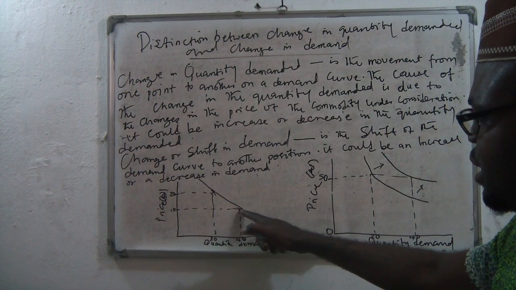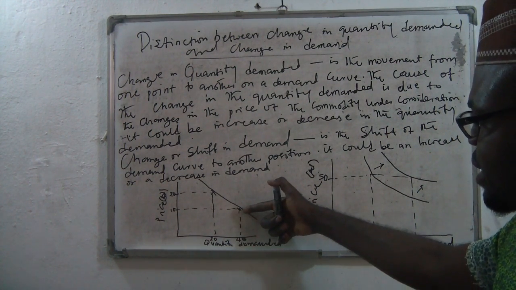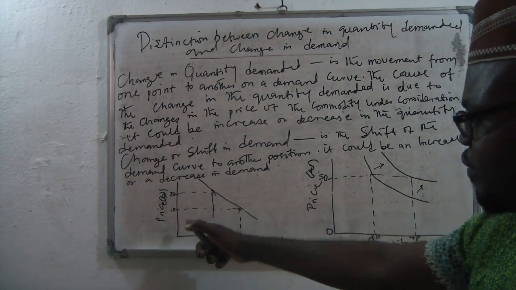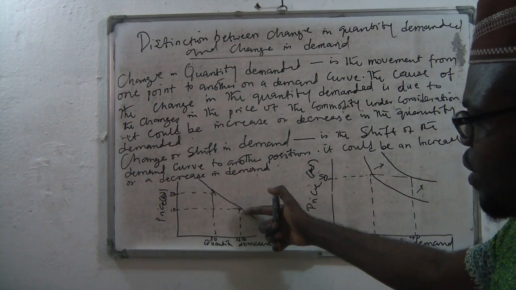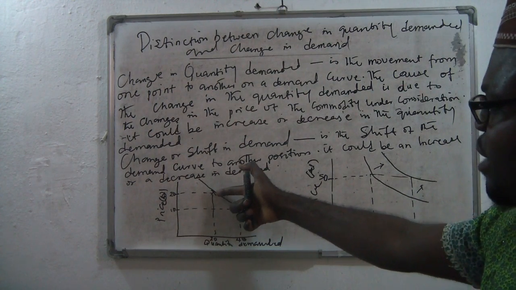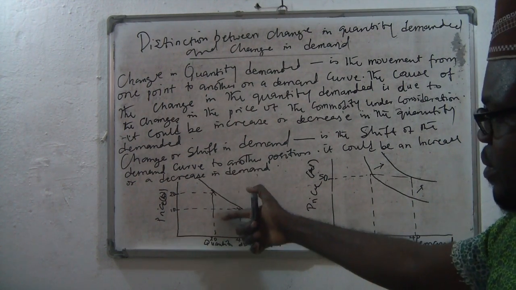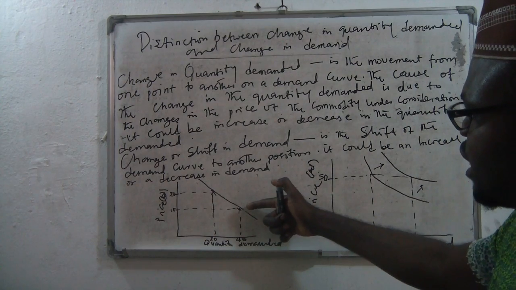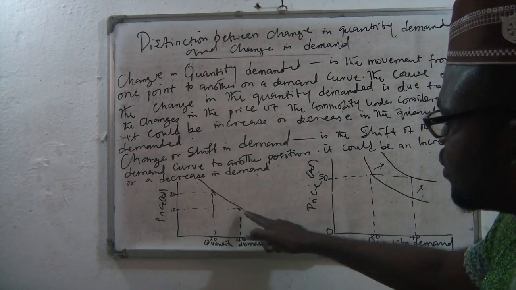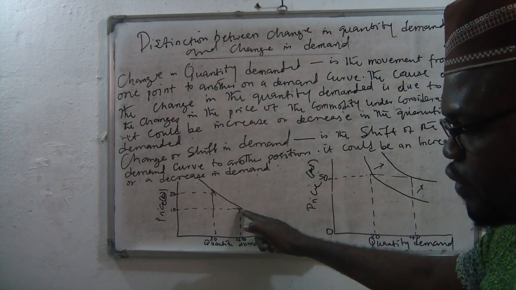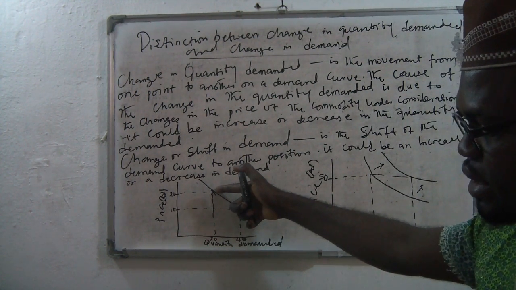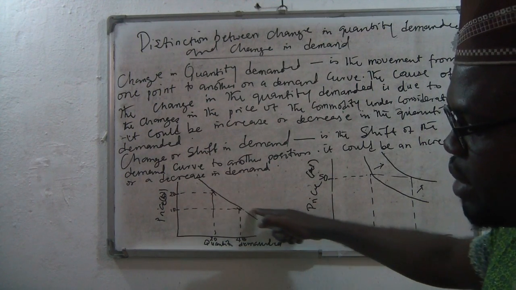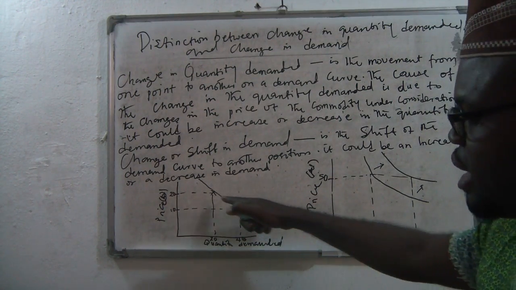Can you see? This is the first instance of demand: at the price of 10, the demand was 40. But when the price increased to 20, the demand reduced to 20. So change in quantity demanded can only be shown by movement. This is where the demand is before, and this is where it is now. Movement on the demand curve.